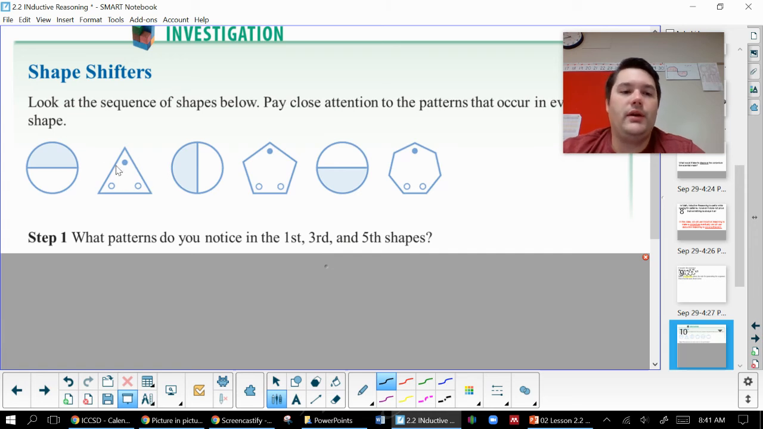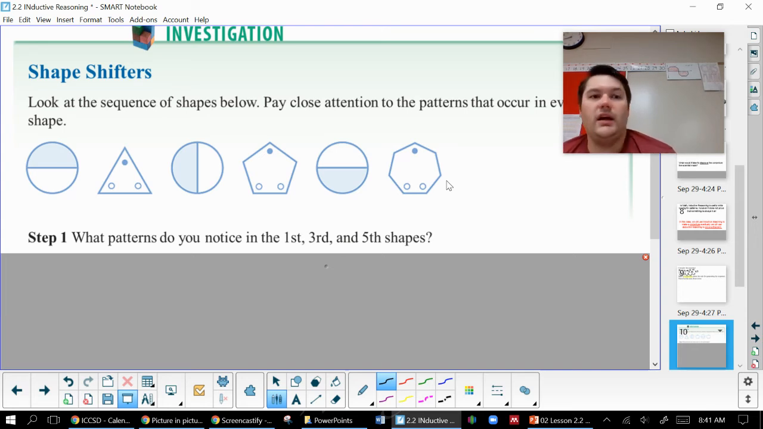And then you also might want to look at the second, the fourth, and the sixth term, and you're going to notice that those are all polygons. They've got these same exact 3 dots in them, and they're changing their number of sides. This one's a triangle, this one's a pentagon, this one's a heptagon, 7 sides.